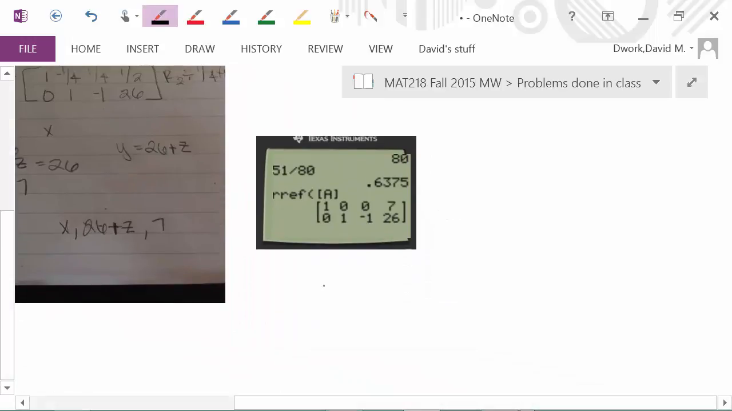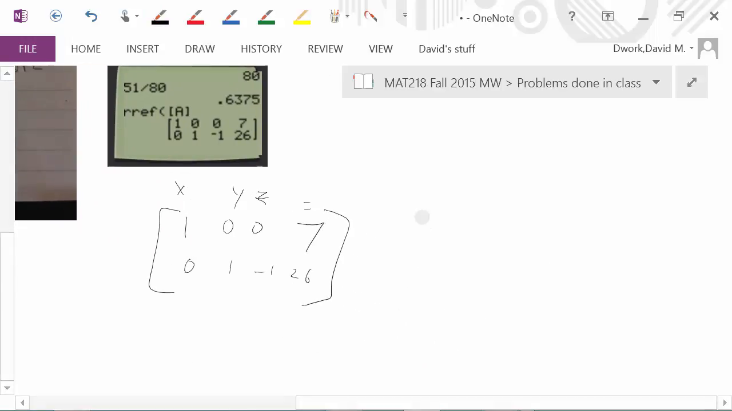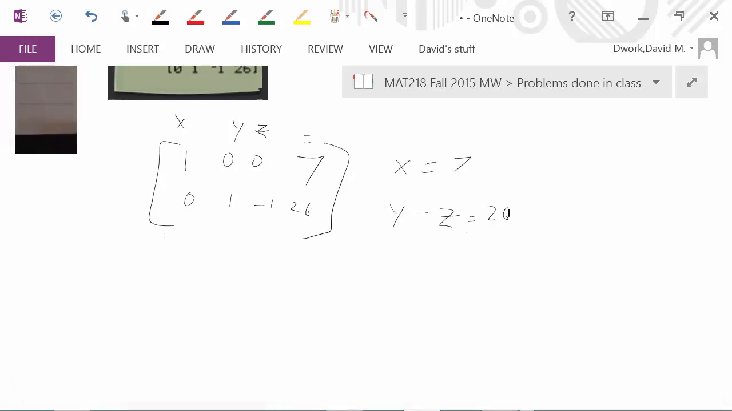So here, when we take this out, if you kind of tear it out, you'd have that 0, 1, negative 1, 26. So we've got x, y, z, equal sign. So this first equation would be interpreted as x equals 7. The next equation would be interpreted as y minus z equals 26. So therefore, I could solve this for y, and that would give me, what would this give me? y equals 26 plus z.